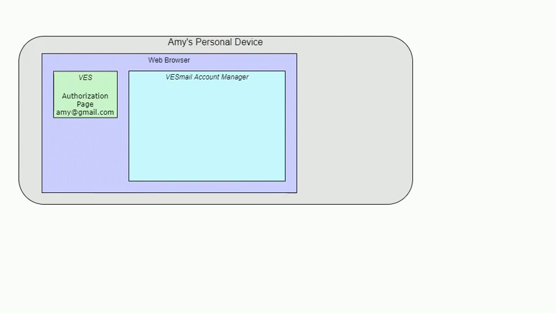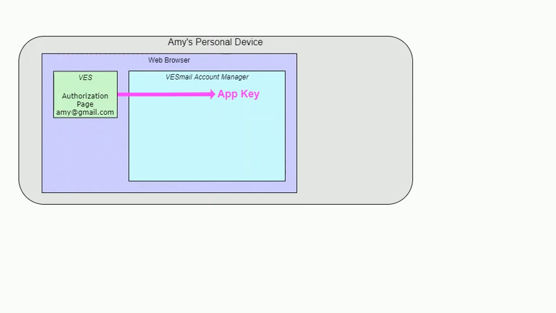her email address, amy@gmail.com, and goes through the VES setup process. Upon Amy's PIN authorization, the VES authorization page passes the app key for amy@gmail.com back to the VESmail Account Manager page for this email account.